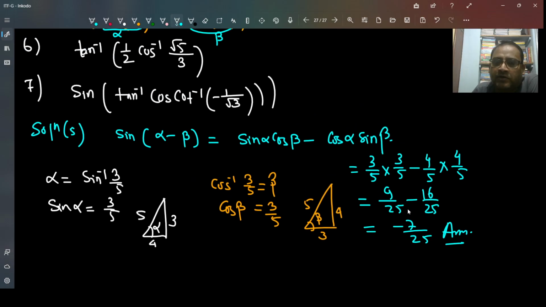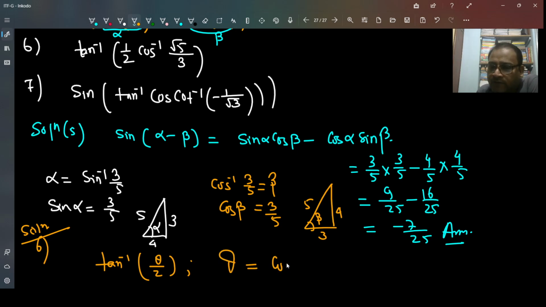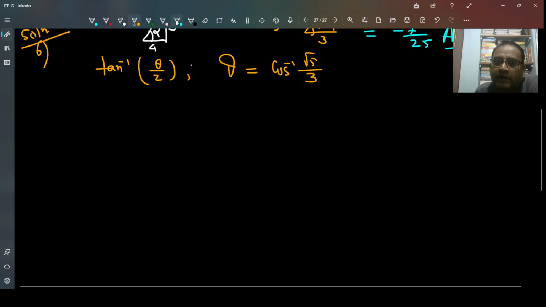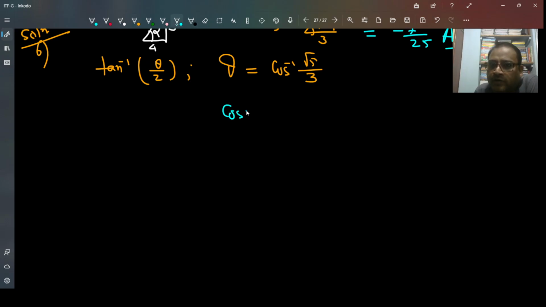Next is tan inverse half of cos inverse root 5 by 3. Okay, just copy these questions here. Solution of 6. Tan inverse half. Half means this part, if I consider theta, it will be tan theta by 2, where my theta is cos inverse root 5 by 3. We have to find the tan theta by 2 value. So from here we have cos theta, which is root 5 by 3.